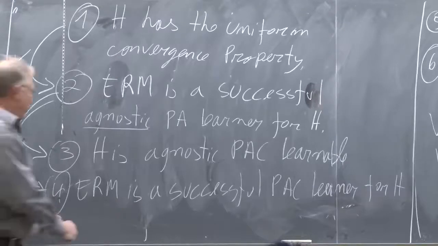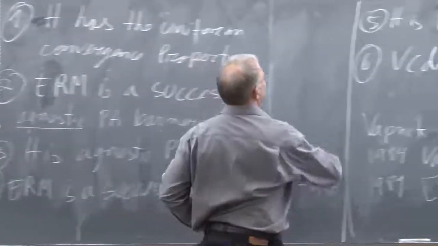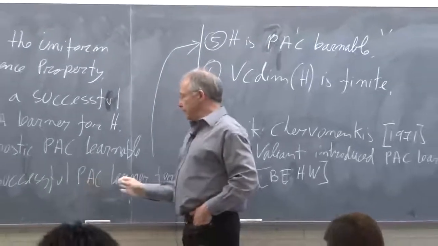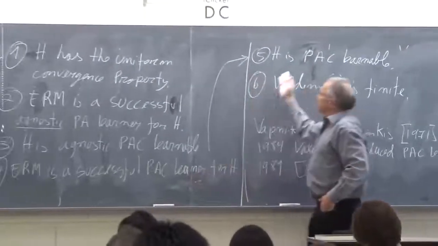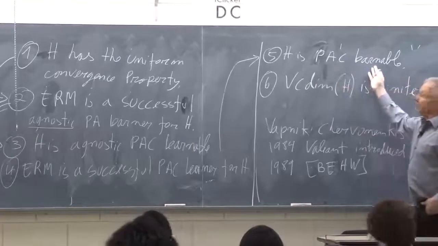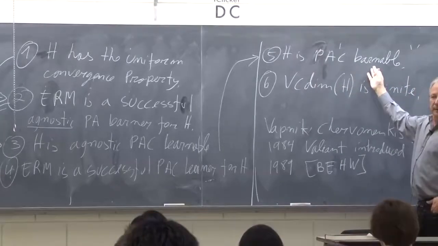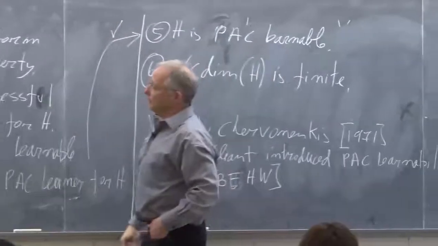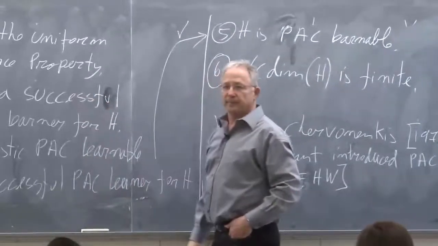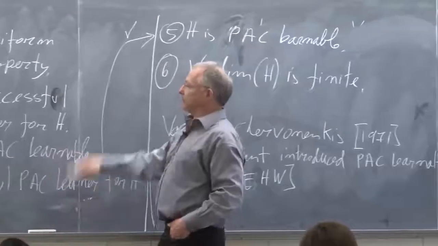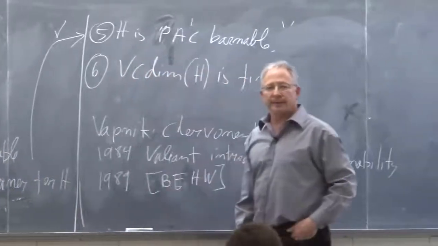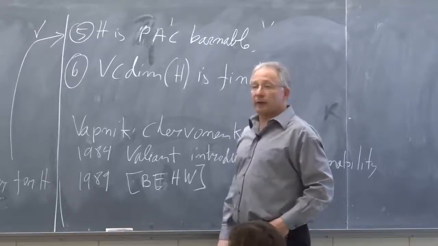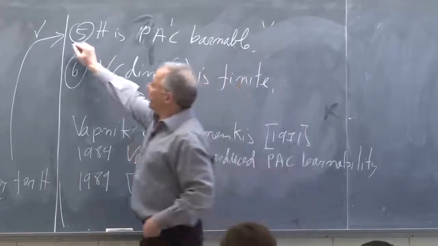And now 4 implies 5, because if ERM is a learner, then there is a learner. So the class is PAC learnable. So we get 4 implies 5, the same way that 2 implies 3. Or if you want, you can get 3 implies 5. If it's agnostic PAC learnable, then it's PAC learnable. So we got 5. What about going from 5 to 6?